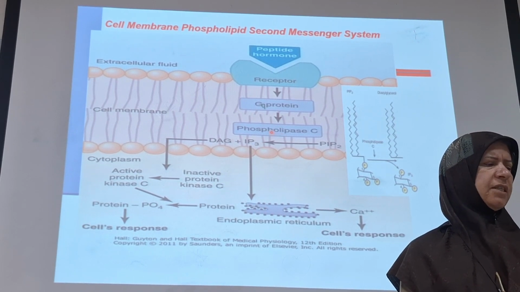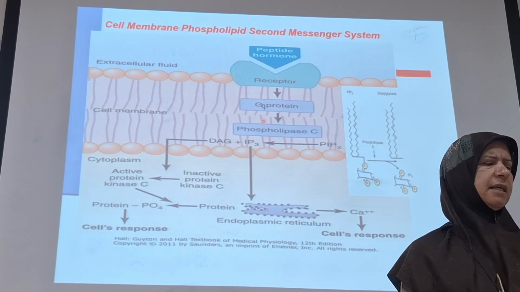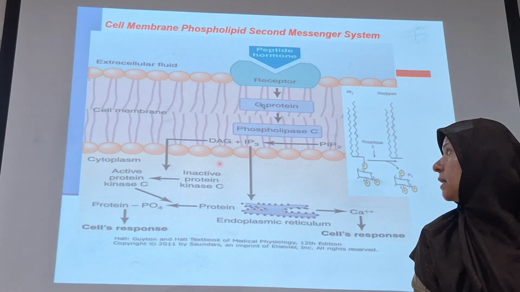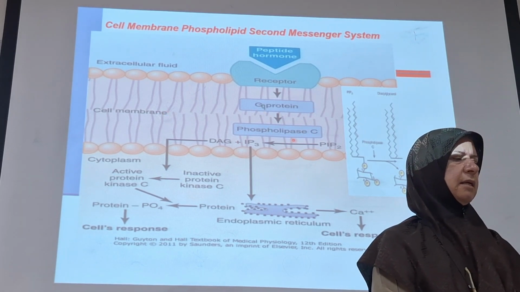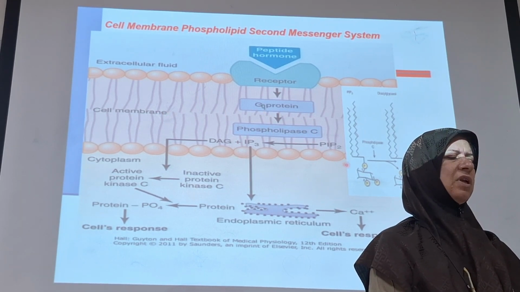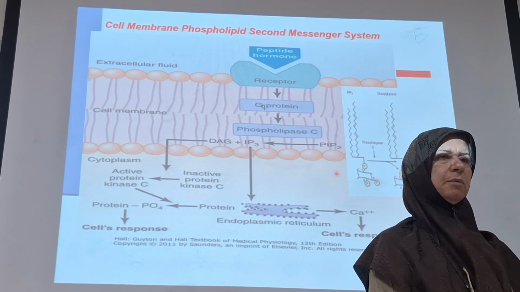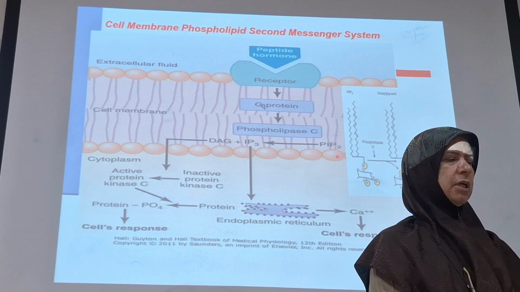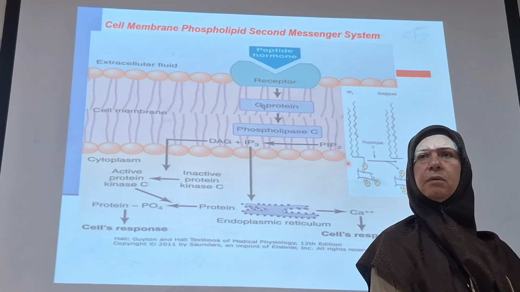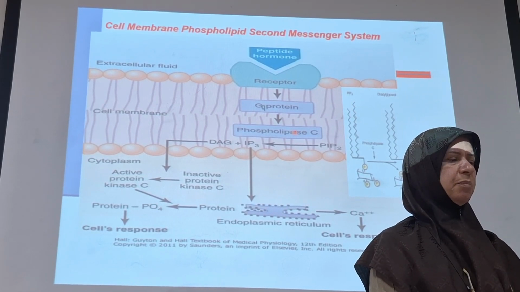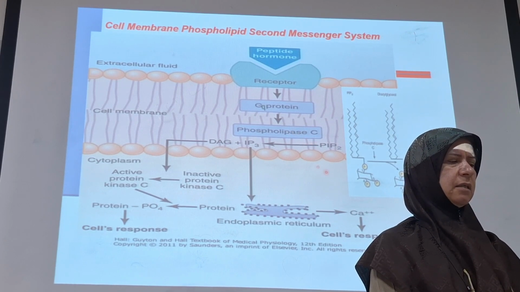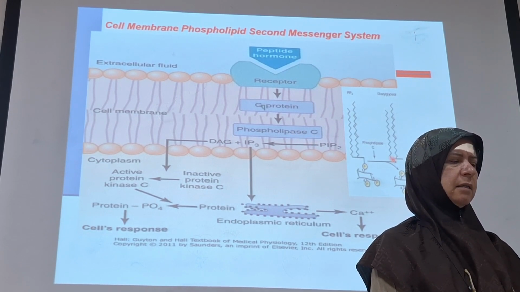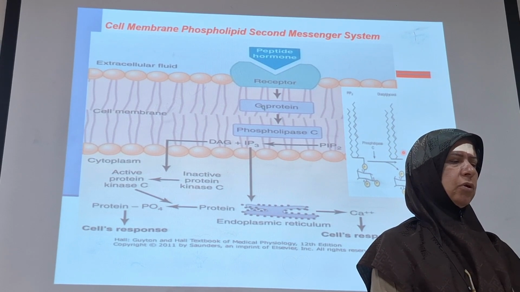Gq activates phospholipase C. Phospholipase C breaks down the phospholipid PIP2. Here you see the phospholipid, PIP2. Phospholipase C breaks it down and leads to DAG and IP3.